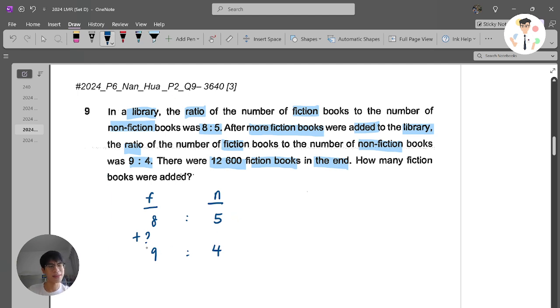Can I just say that 9, this is the end, right? 9 units equal to 12600. And the added is actually plus 1 unit. So I just want to find 1 unit, that's all. Like 12600 divided by 9. That's the answer. Can I say that?